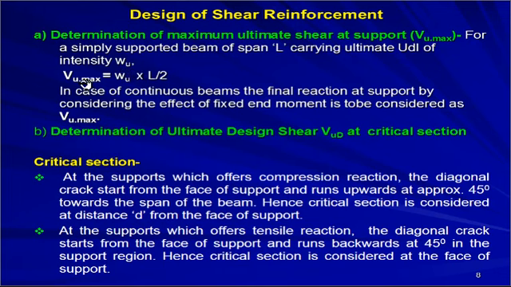For a simply supported beam of span L carrying UDL of intensity WU, VU max is given by WU into L by 2. So it's simply that we are finding the reaction at the support. But in case of continuous beam, the final reaction at support, considering the effect of fixed end moment, is to be considered as VU max. So in continuous beam we consider the moment distribution method, and in moment distribution method we calculate the reactions due to external loading, then reactions due to fixed end moments, and we add or subtract according to the directions of the reactions, and finally we get the reaction at that support, and that reaction is nothing but VU max. So the second step is determination of ultimate design shear.